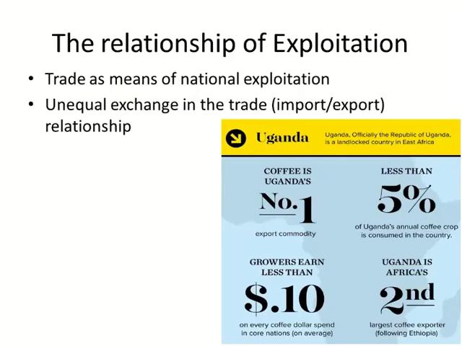Uganda exports coffee. It's its number one export commodity. It doesn't consume coffee as such. It exports it. But anybody who works on growing coffee earns less than 10 cents on every dollar that is spent in the advanced nations on coffee. Less than 10 cents is much worse. So the people making the coffee actually don't benefit much from it.